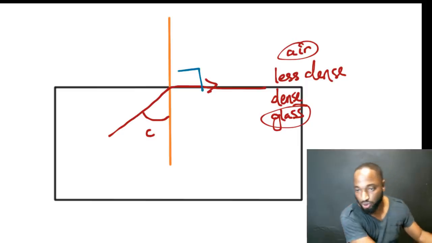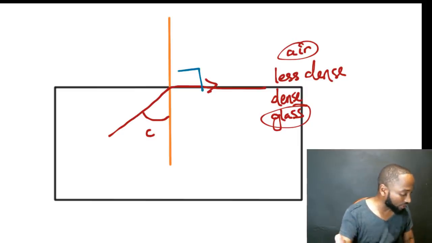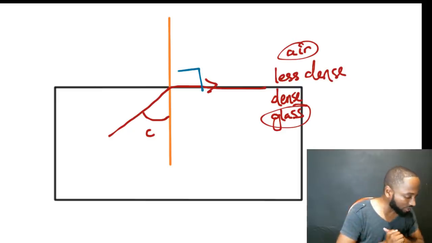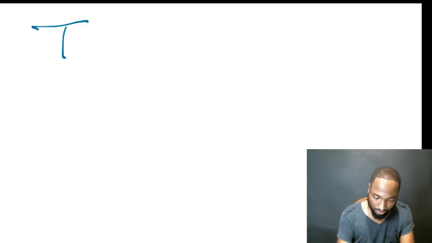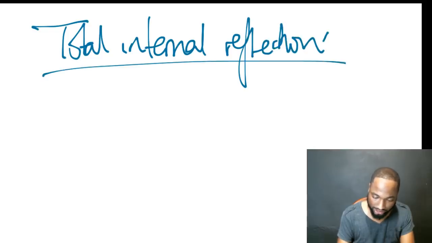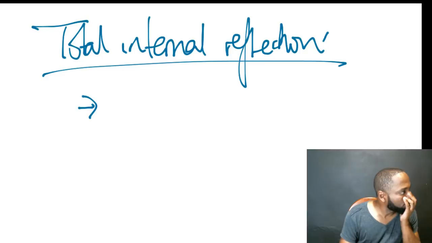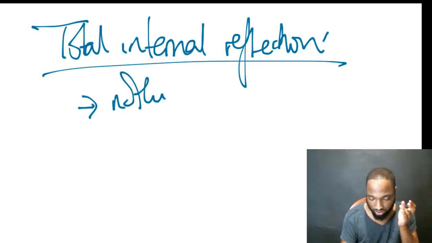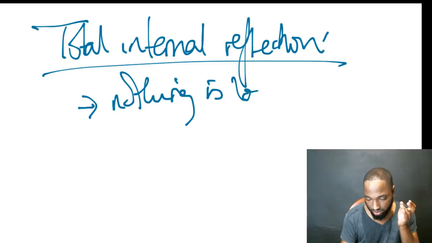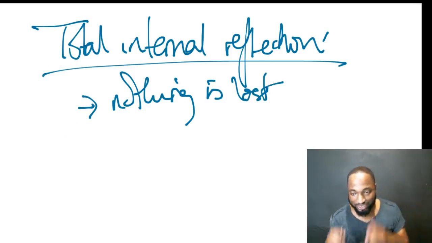So where are some uses of total internal reflection? Where can we use total internal reflection? Now, the whole big thing about total internal reflection is that nothing is lost. What do you think we say the word total for? Everything gets reflected, so you keep it inside.